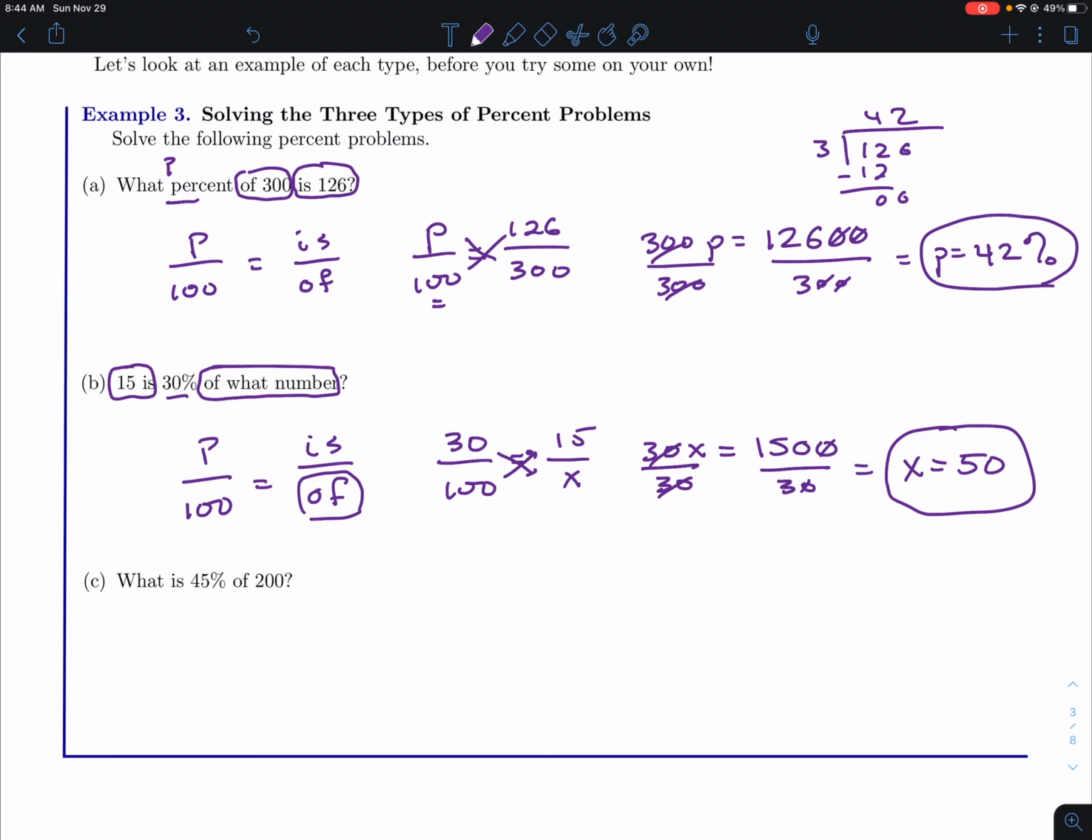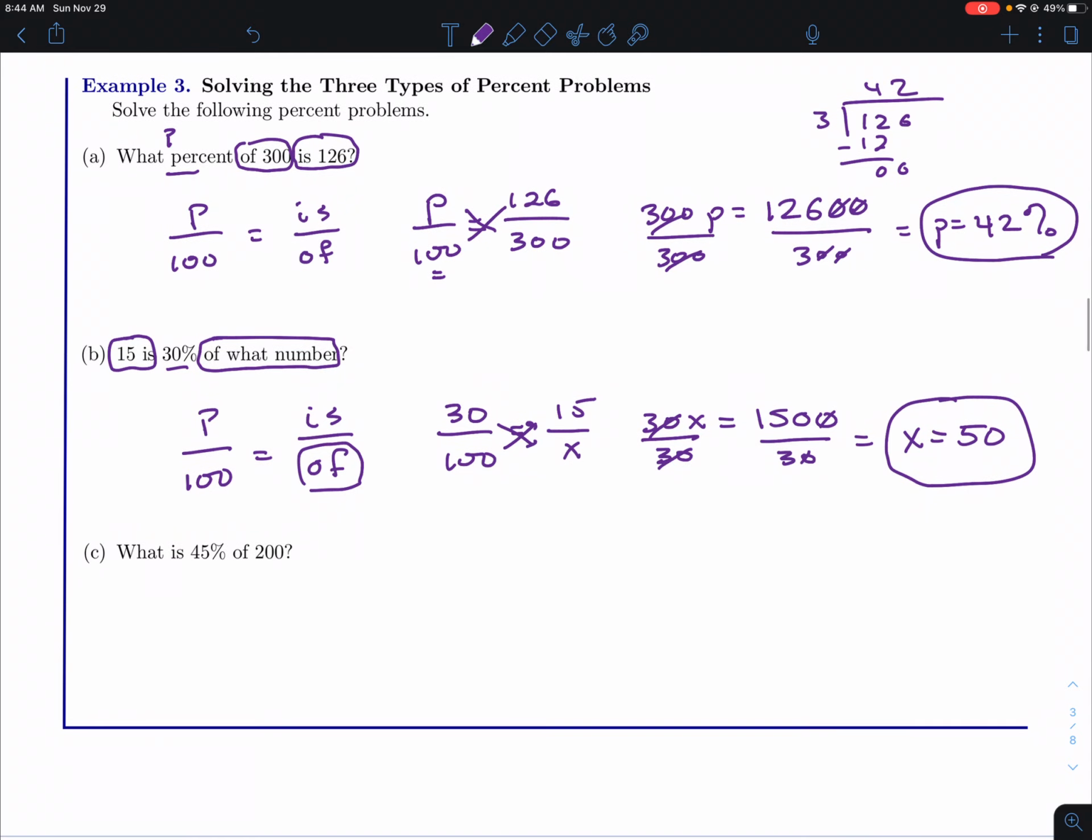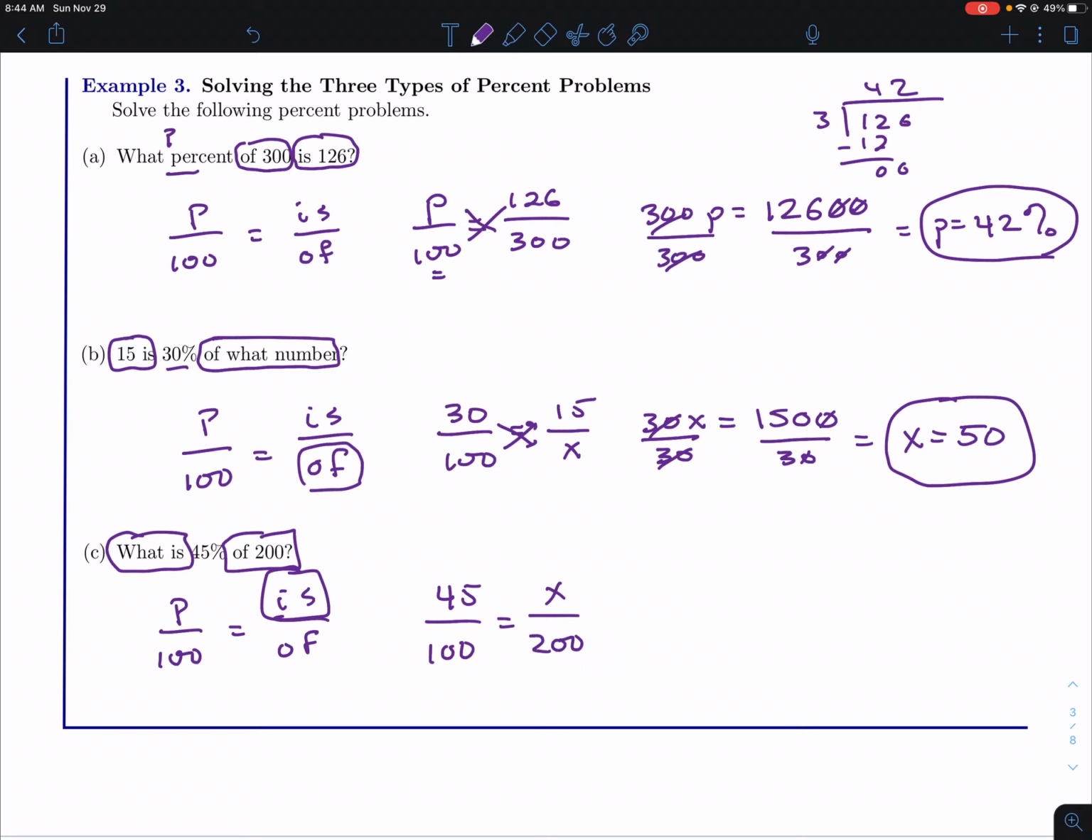All right, perfect. So what is 45% of 200? In this case, the what is, so the is going to be the unknown. Again, writing our formula down, the is going to be our unknown. Our 45 is our P, so 45 over 100 equals x over our of, which is 200.